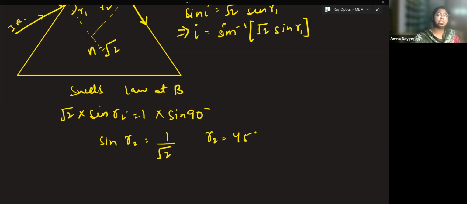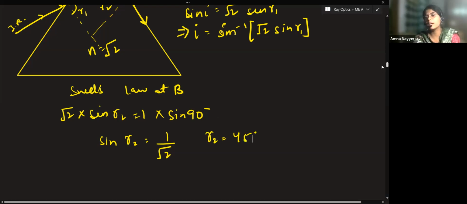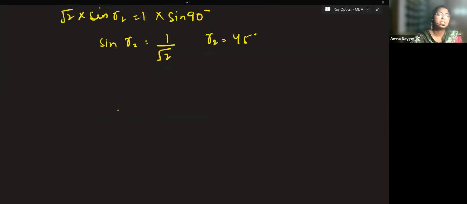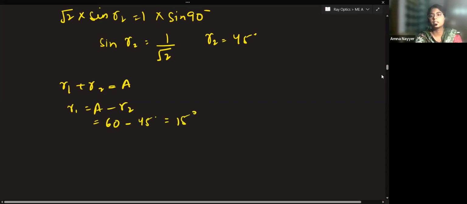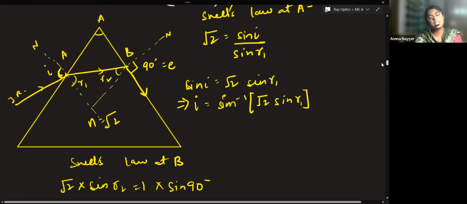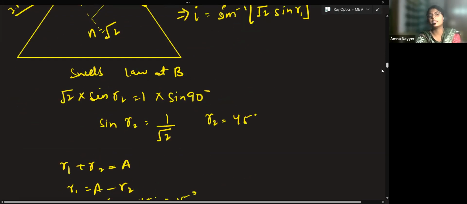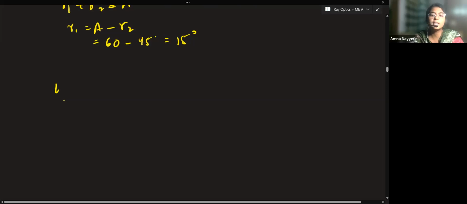Now see, R2 plus R1 is equal to the angle of the prism only, no? R1 plus R2 is equal to angle of prism. So R1 will be equal to A minus R2, 60 degrees minus 45 degrees, which is equal to 15 degrees. So now we have R1, 15 degrees. So your final answer is what? Final answer is sine inverse of root 2 sine 15 degrees.